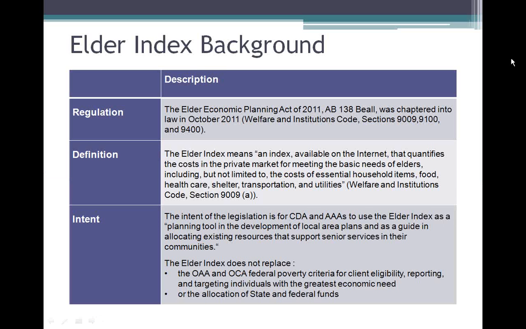Thanks, Jenny. Good morning, everyone. This is Lilith speaking. So we wanted to begin with a brief background on the Elder Index and what's required from CDA's perspective based on this new legislation that was passed.